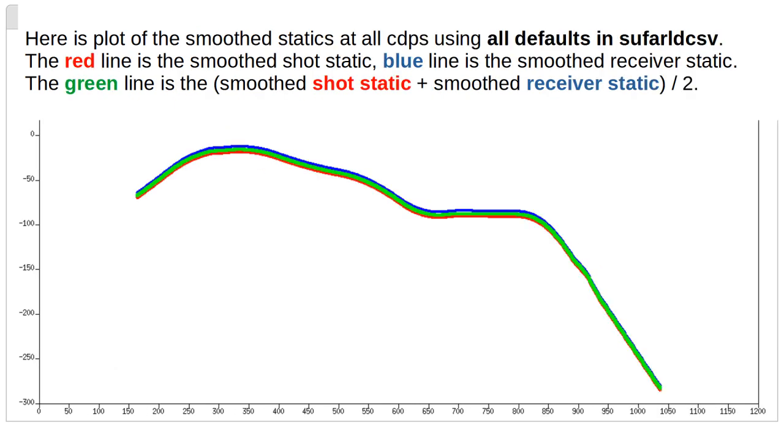Here is a plot of the smooth statics at all CDPs using all defaults in SUFARLDCSV. The red line is the smooth shot static, the blue line is the smooth receiver static, and the green line is the smooth shot static plus smooth receiver static divided by 2.